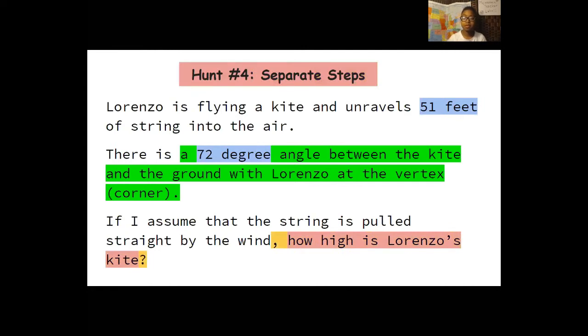Okay, and then separate parts. So how many parts are there to solving this problem? There's only one part, and that's just finding out how high Lorenzo's kite is. We don't need to take a whole bunch of other steps in order to solve this problem. We just need to do one thing. And we're going to find out what that one thing is in 1 second.